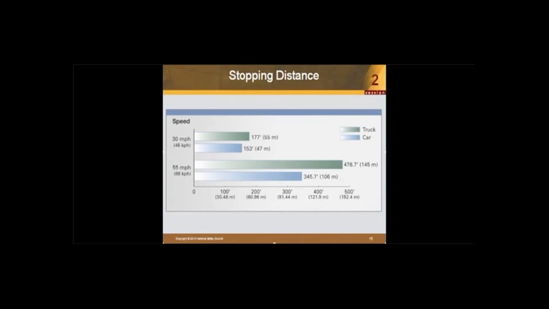At 30 miles an hour, it takes a car 153 feet to stop in good conditions. Now look at how many feet it takes for a tractor-trailer or semi-truck driving 30 miles an hour to stop. It's 177 feet. Now look at 55 miles an hour. A car takes about 346 feet to come to a complete stop. A large vehicle comes to a complete stop at 477 feet. That's 131 more feet than a car. These numbers represent good driving conditions.